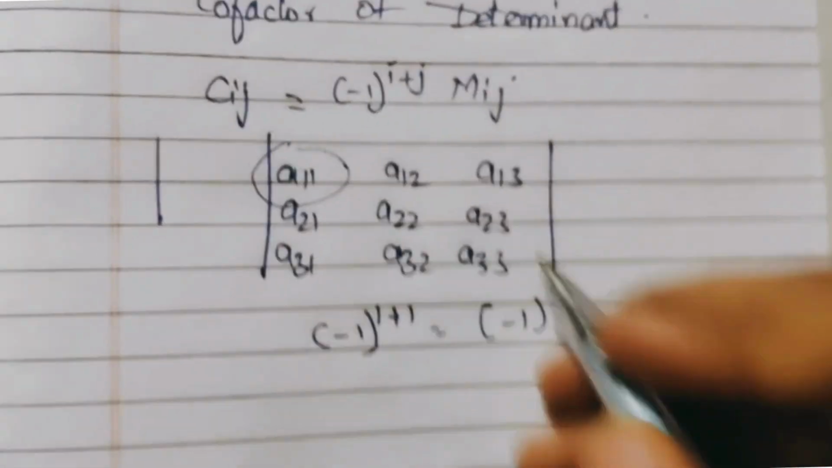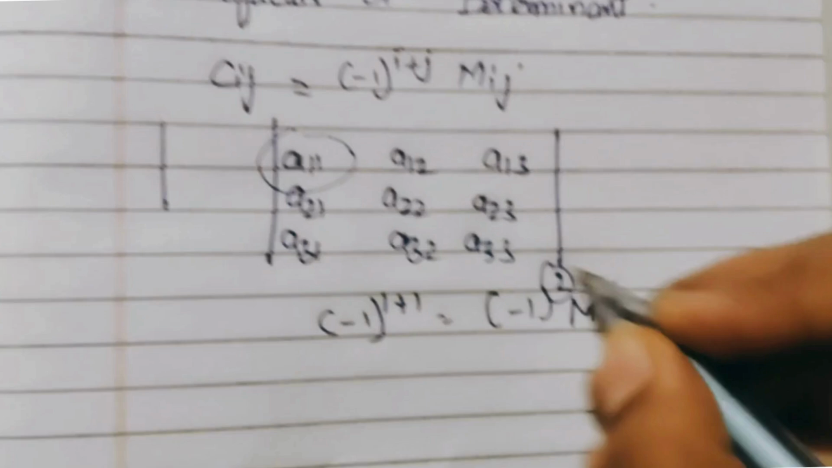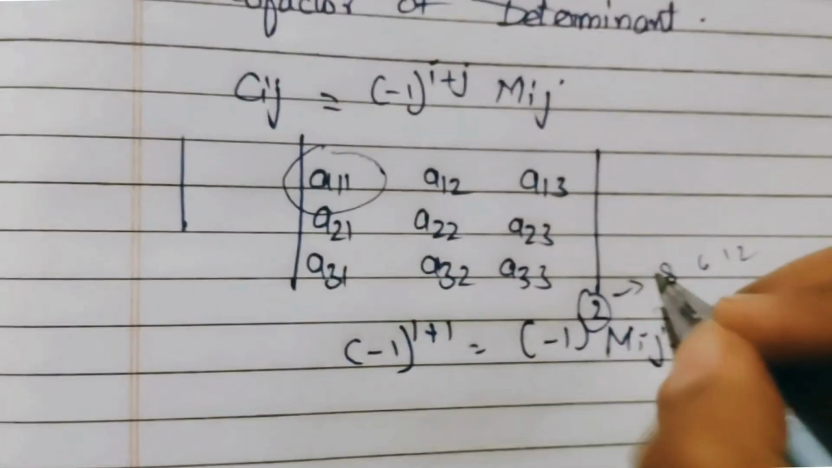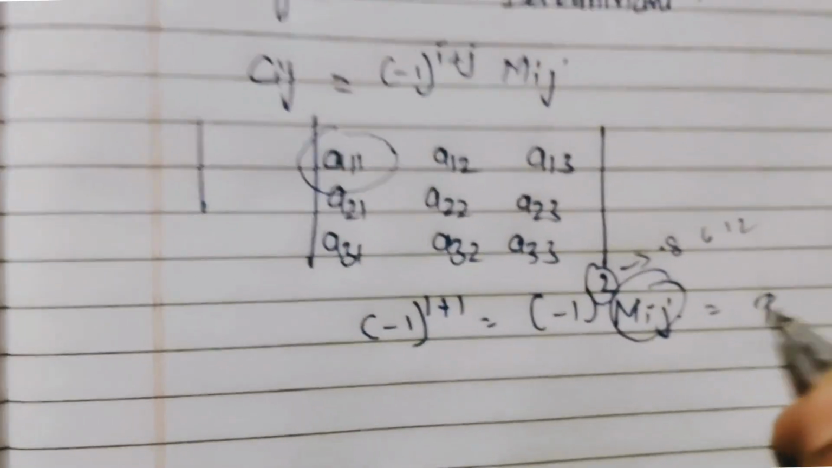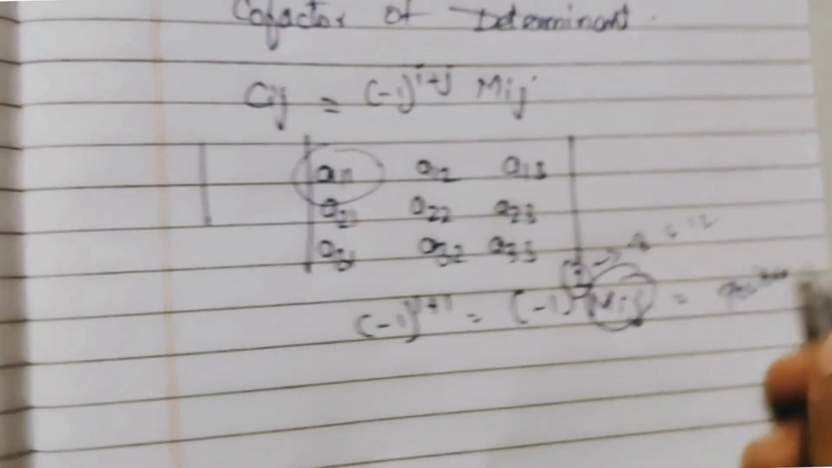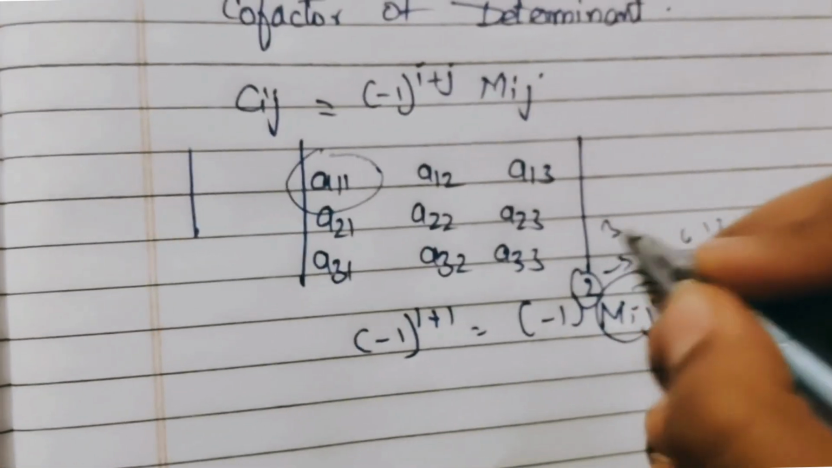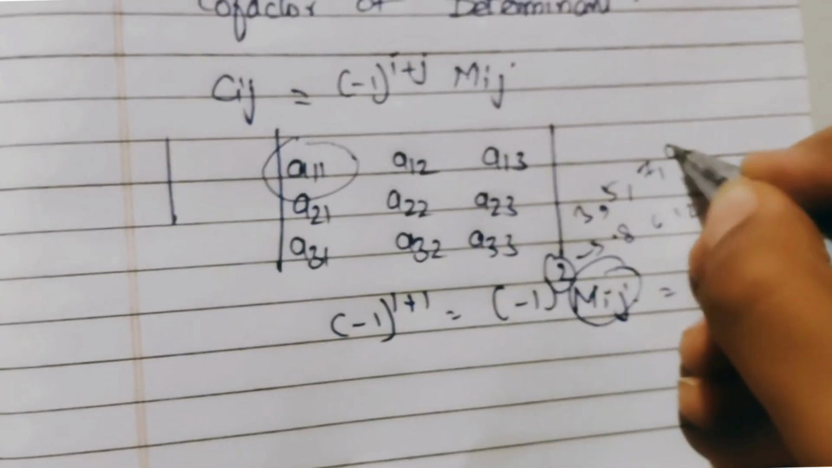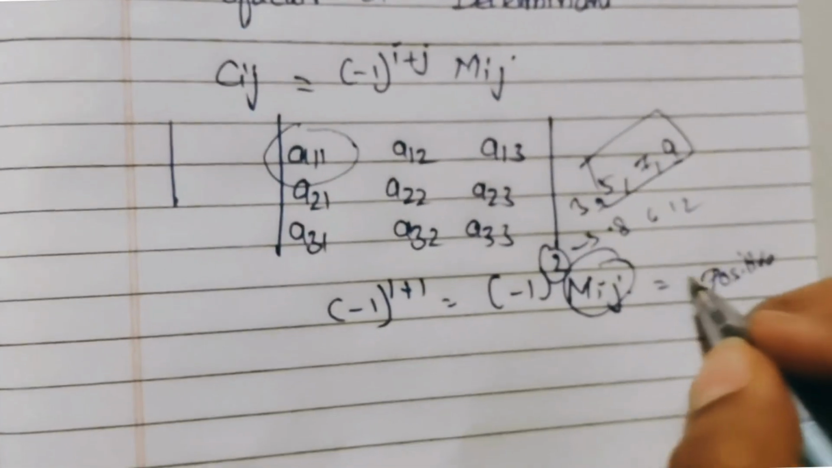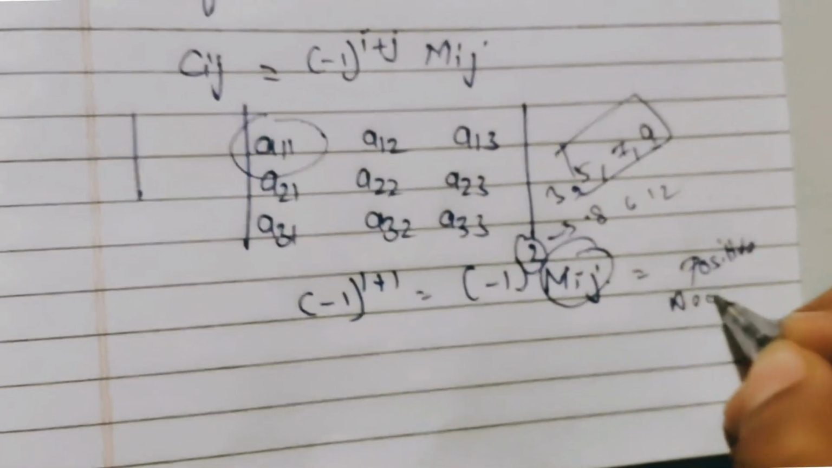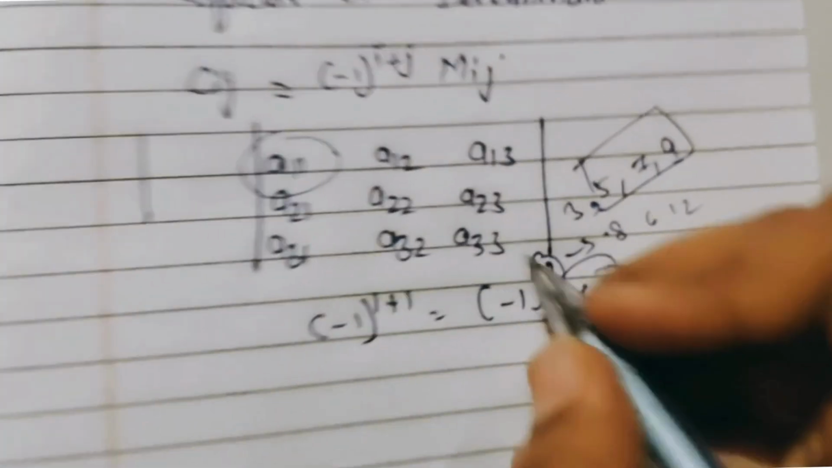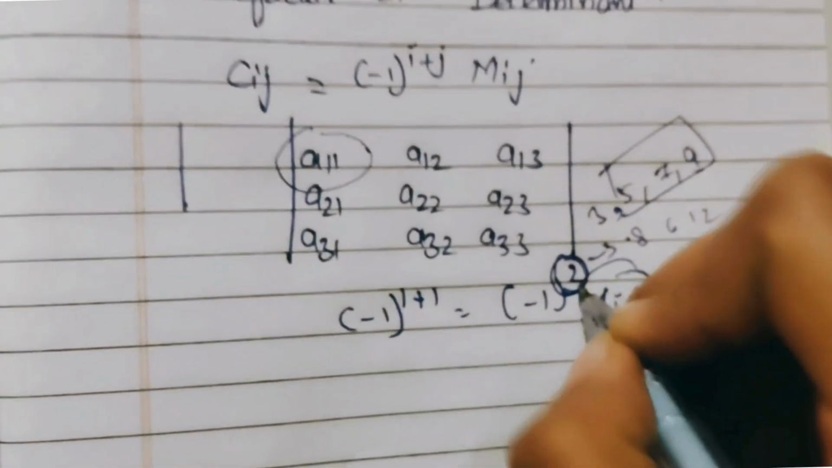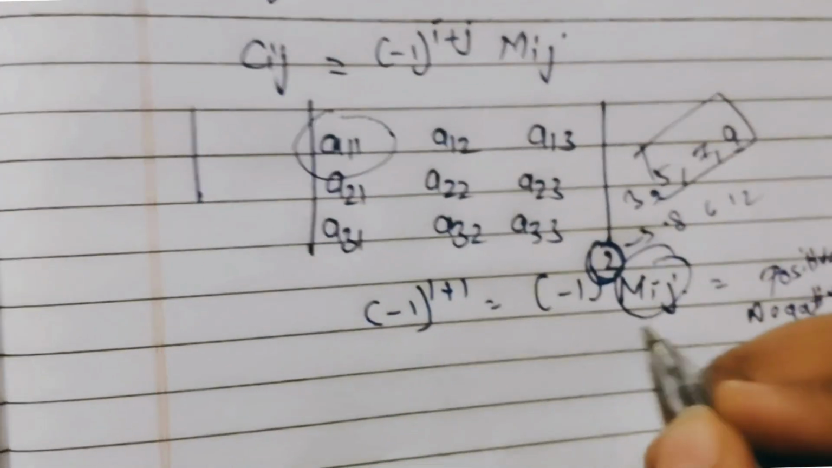What is the twist? If the value of i plus j is a positive even number, like 2, 4, 8, 6, 12, then we will get a positive answer. If it is an odd number like 3, 5, 7, 9, then we'll get this answer negative. We are talking about this i plus j.